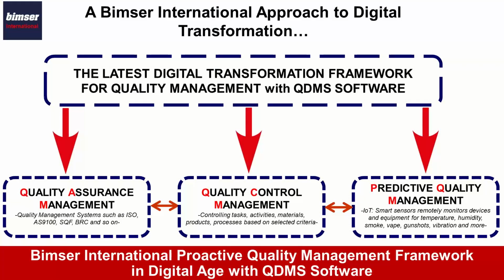So how do we look at digital transformation of quality management at Bimser International? The way that we look at digital transformation is actually based on a framework that we put together. This framework consists of quality assurance management, quality control management, and predictive quality management. So these three elements, when you put them together, we believe you can adopt digital transformation for your quality management and management operations overall in your organization, in construction industry and in any industry that you're active in.